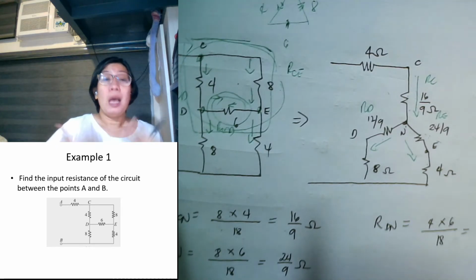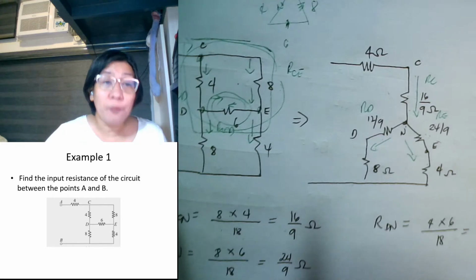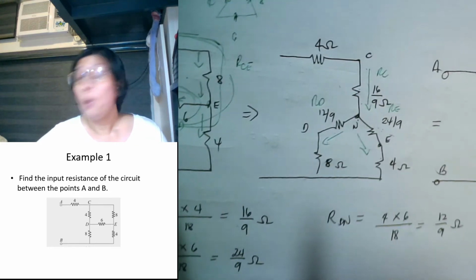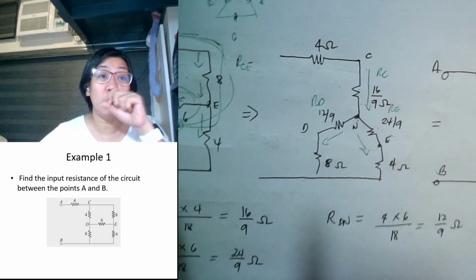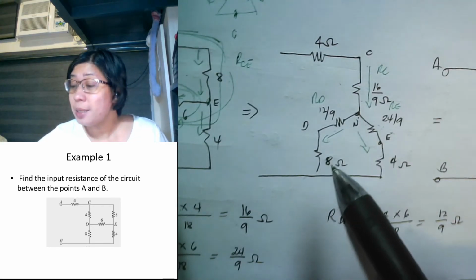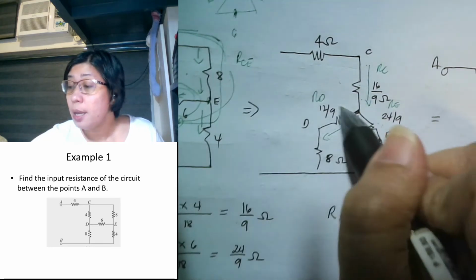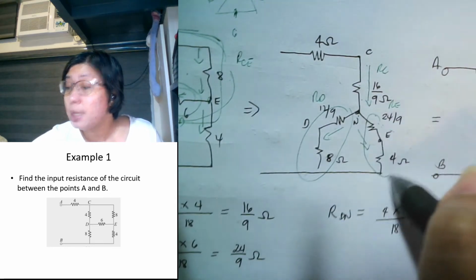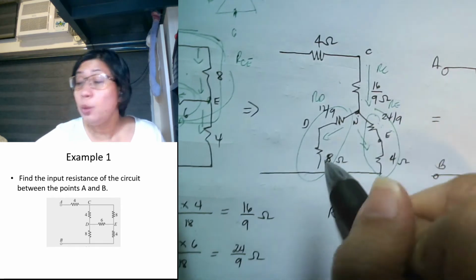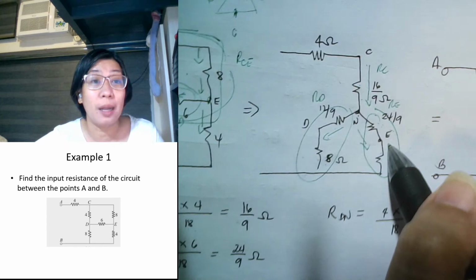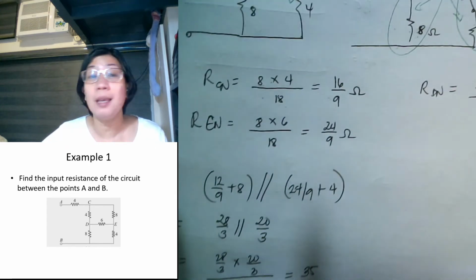Okay, now, to elaborate further, we can now simplify this one. So this is a series combination, and this is also a series combination. And the 2 series combinations here are formed in parallel. Okay? So it's like this one.